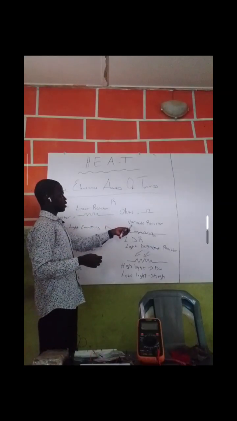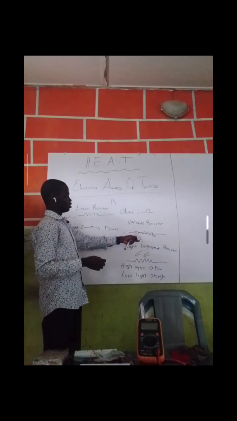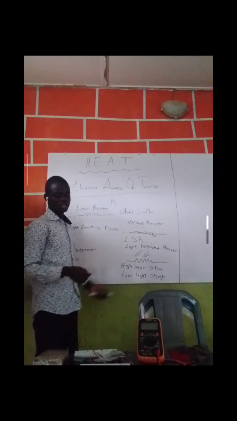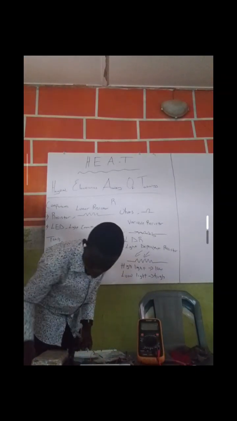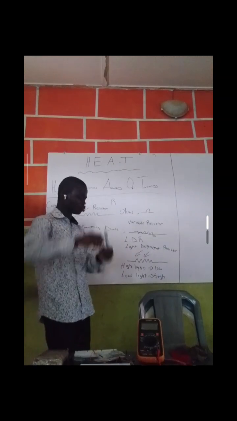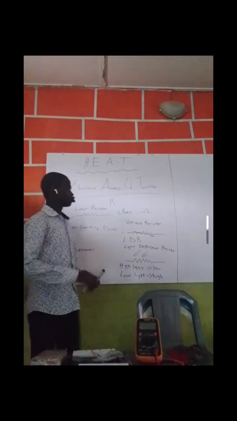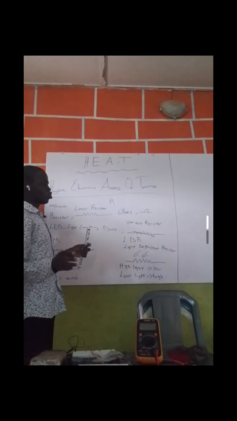And we have some types of resistor. We have the variable resistor. This is the sign of a variable resistor. And the variable resistor is like a resistor that has different values of resistance. That means you can adjust the resistance of a variable resistor to between 1 and the maximum resistance it has.